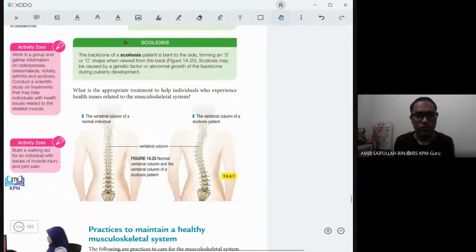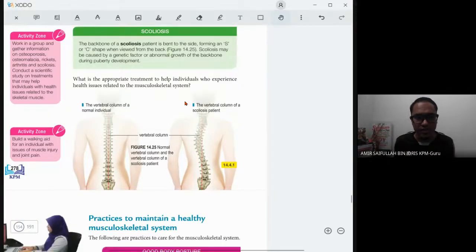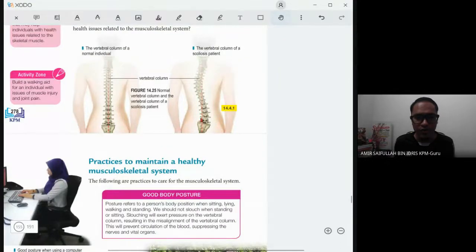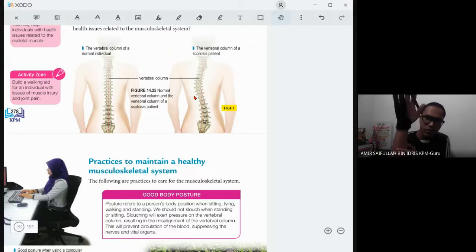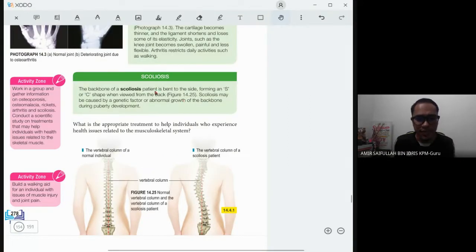And lastly is scoliosis. Scoliosis is when the backbone, the vertebral column, becomes S in shape, or it becomes C shape. It bends to the left or to the right. With osteoporosis, it hunches downward. With scoliosis, it is bent sideways. Okay? So it's the bending to the side forming an S or C shape when viewed from the back.